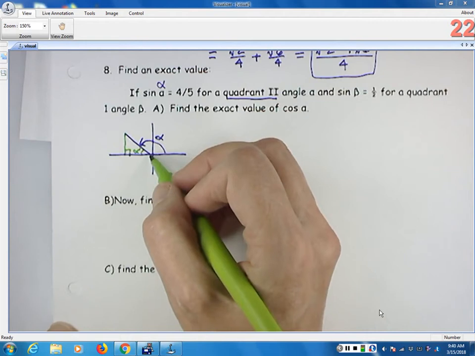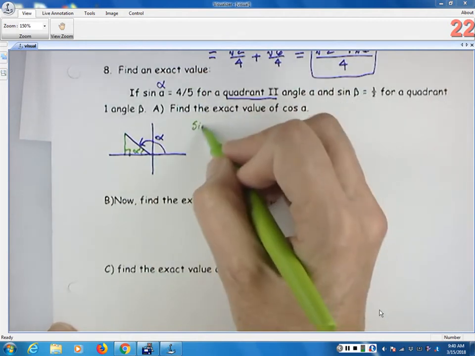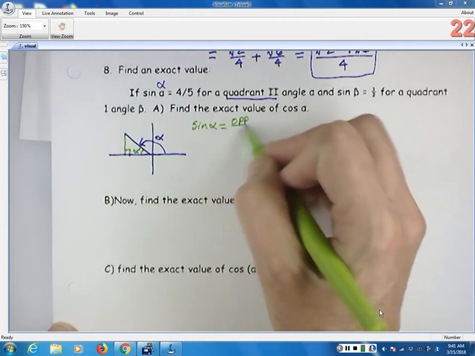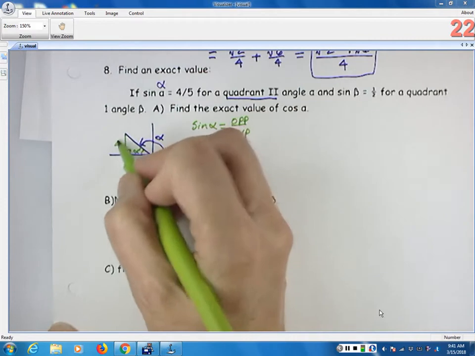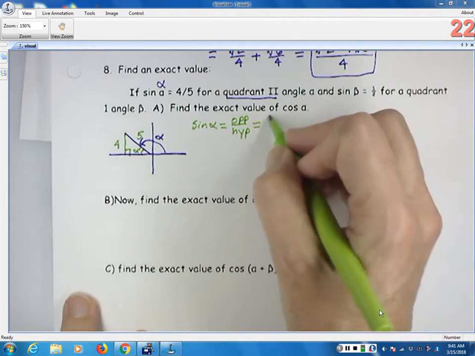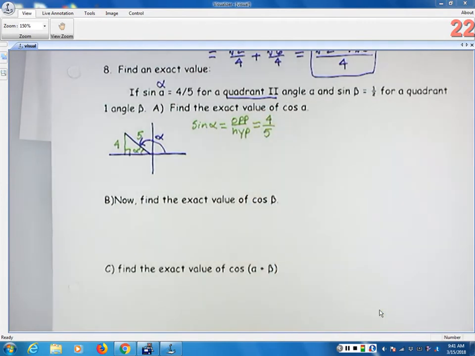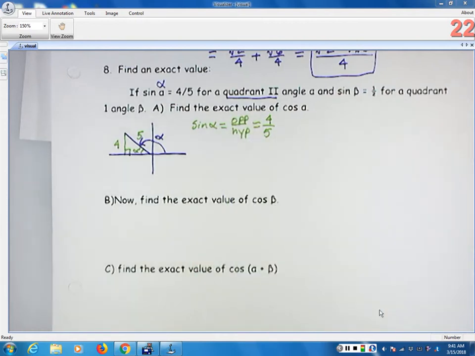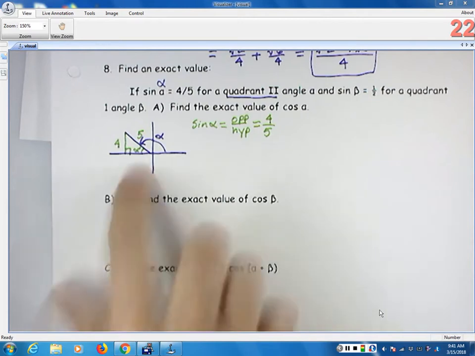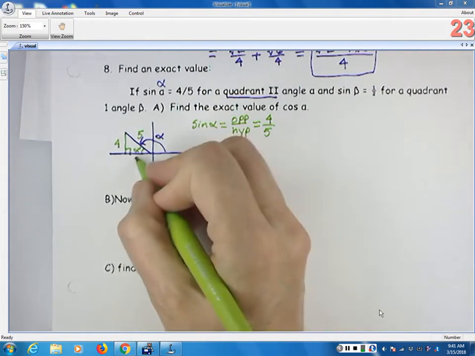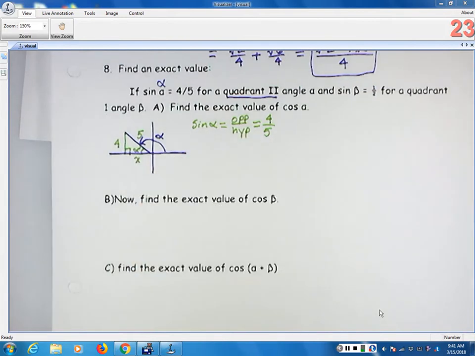So sine is opposite over hypotenuse. So we have a 4 here and a 5 here. So the opposite is 4, the hypotenuse is 5. You're not drawing it on the unit circle because you're given opposite over hypotenuse. Okay, now we have a right triangle. We can find this other side. I called it X. This side. Find that side. So this is our alpha, and we're not even using beta in this problem yet.